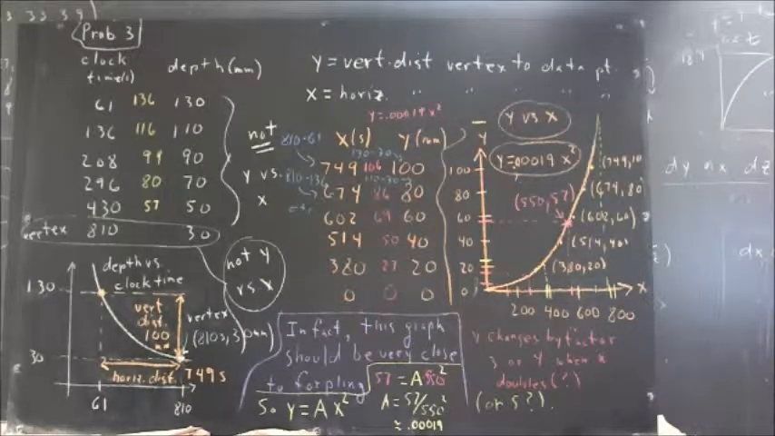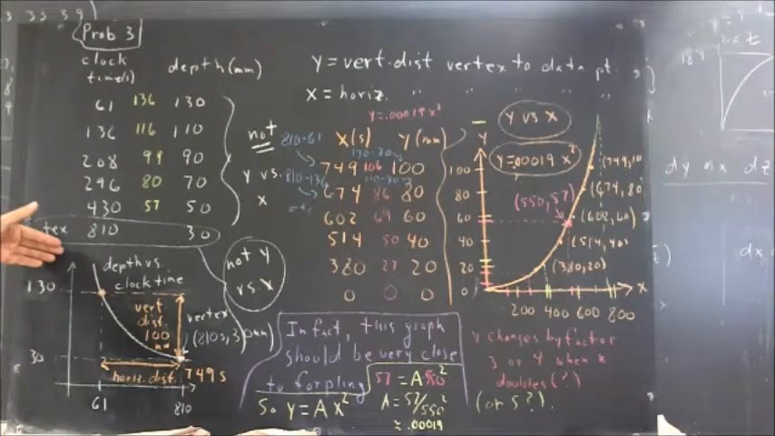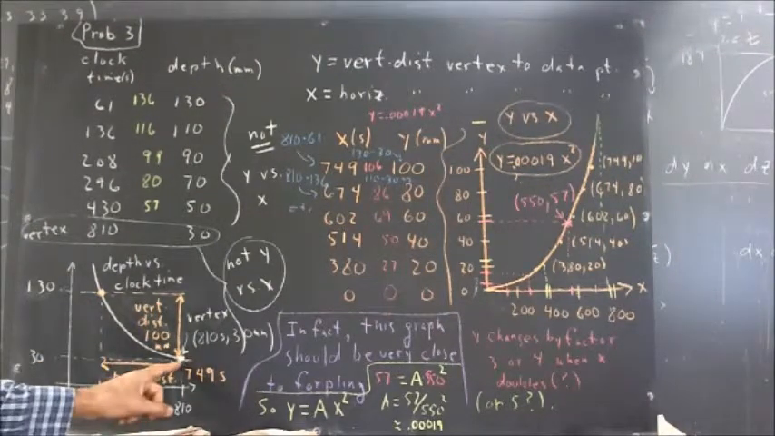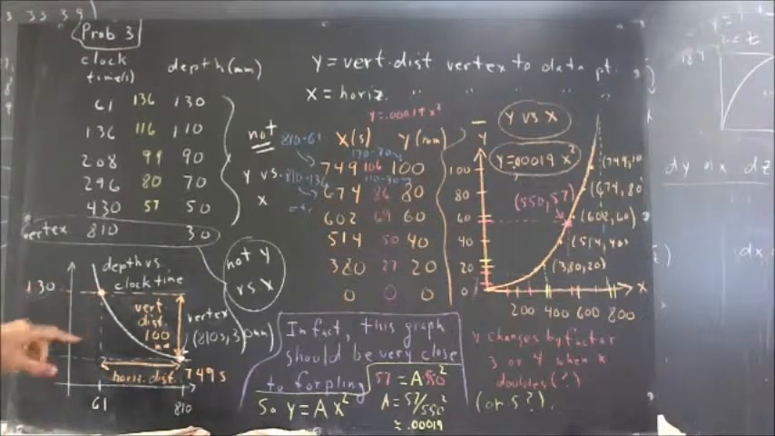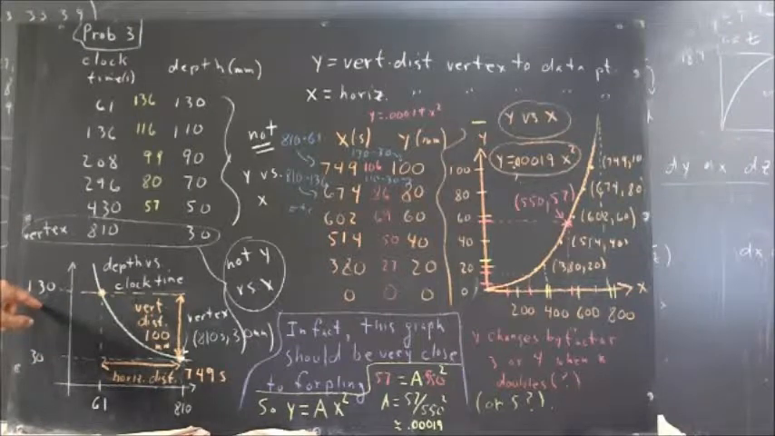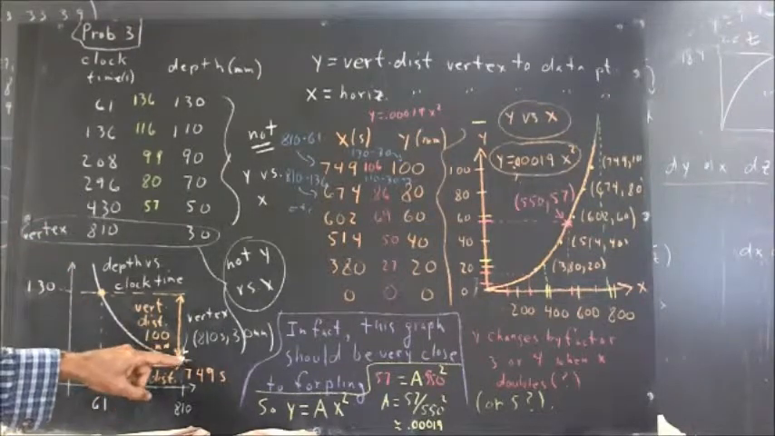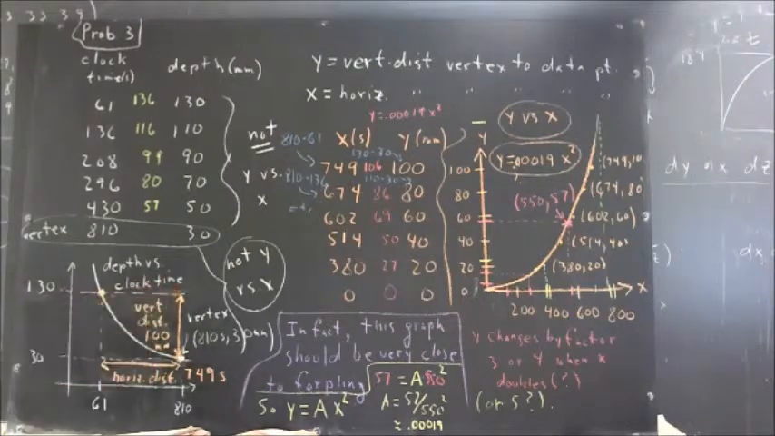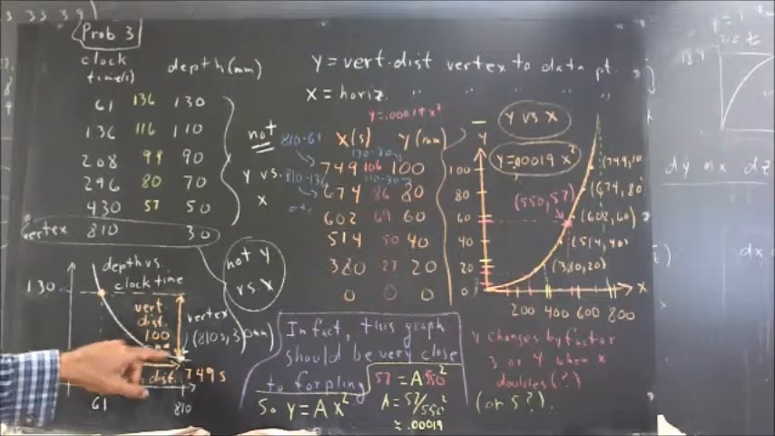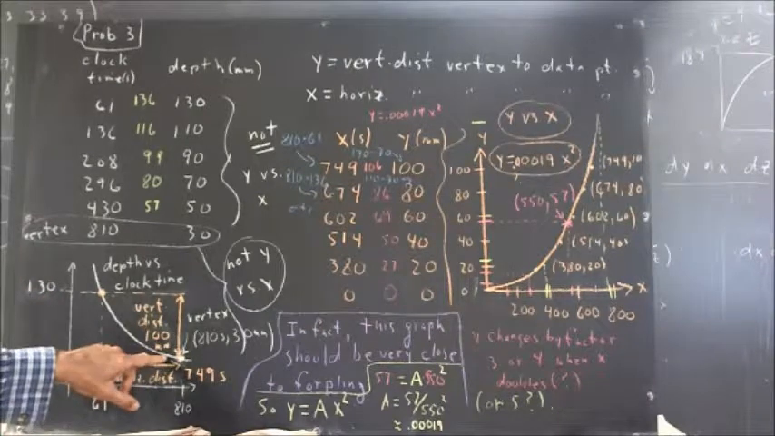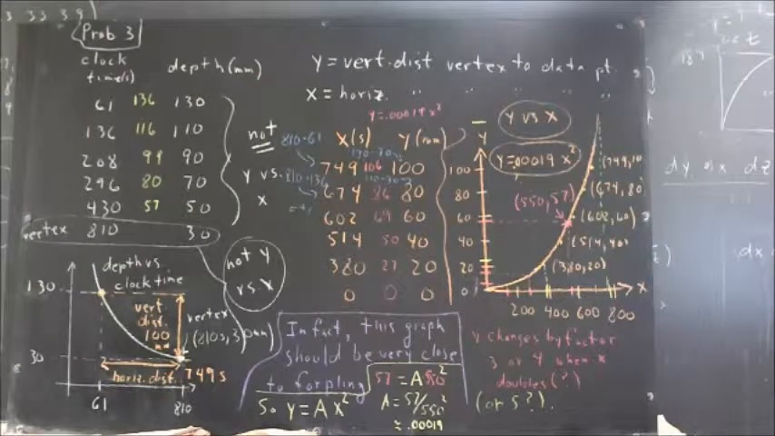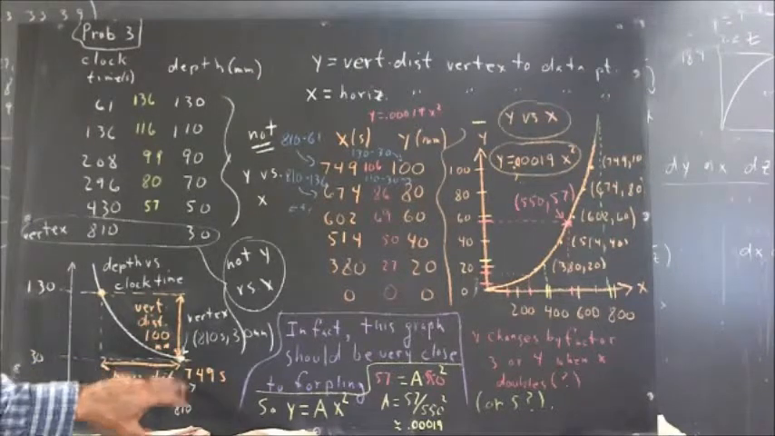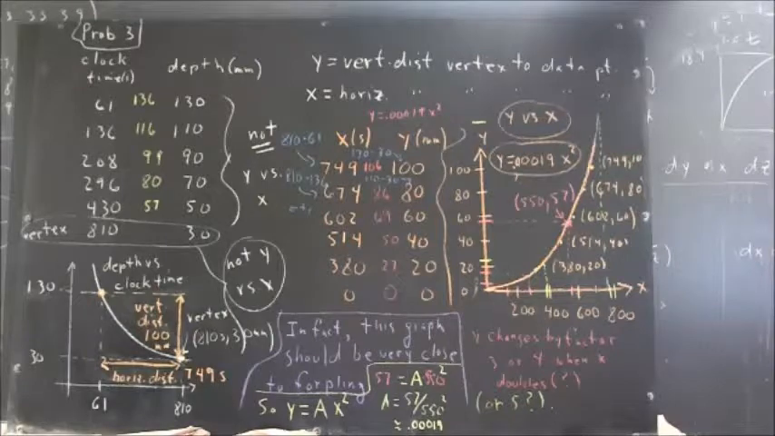Now, the graphical picture is worth having. So here's a graph of depth versus clock time. Here's the vertex at 810, 30. Here's your first data point at 61, 130. And we can see graphically that the distance between these points is 100 units of depth, which in this case would be 100 millimeters. And the horizontal distance is 749 seconds, from 61 to 810 is a difference of 749.